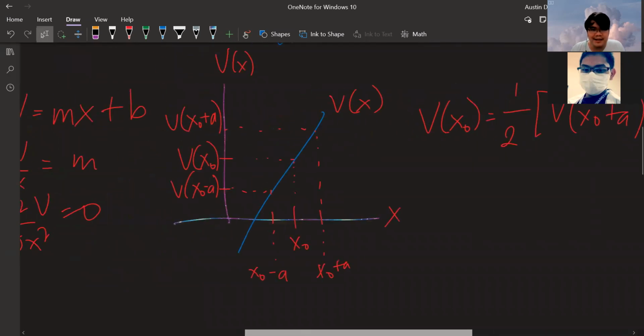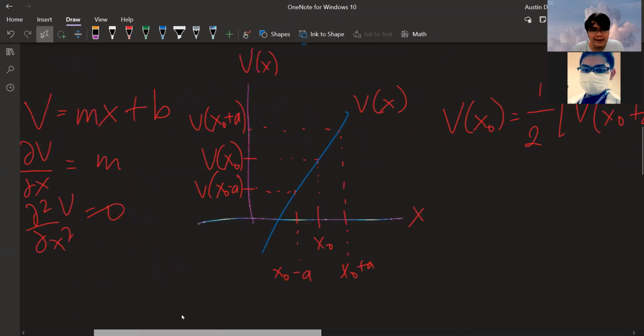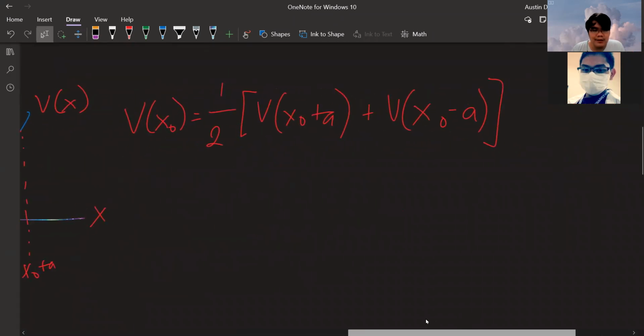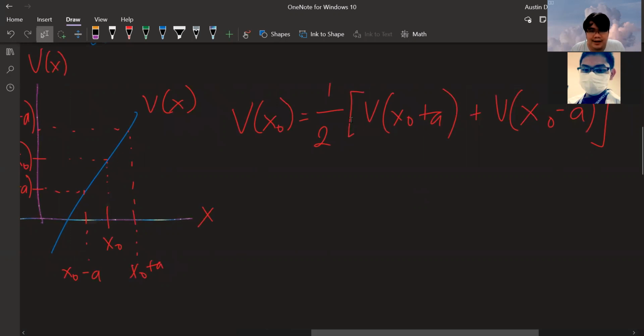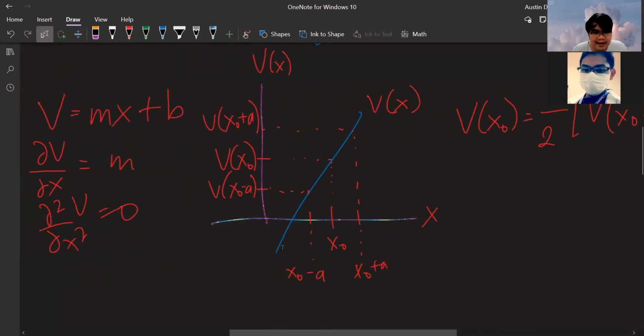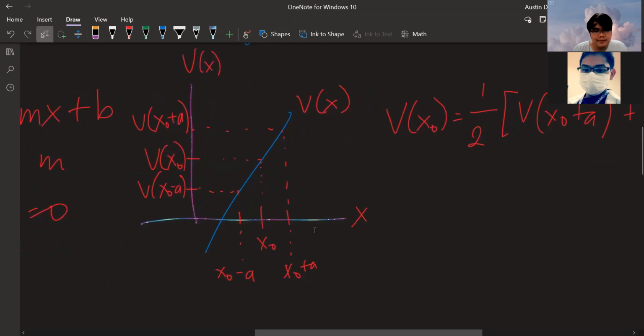So, ayan, no? Napansin natin that when we have the solution for the Laplace equation, the potential at any point will just be the average of the points that are equidistant to it. Okay? Ibig sabihin nun, pag kumuha tayo ng point at any point x0, makukuha mo yung V of x0 by just taking the average of the points or the values around it, which is x0 plus a and x0 minus a. Okay?